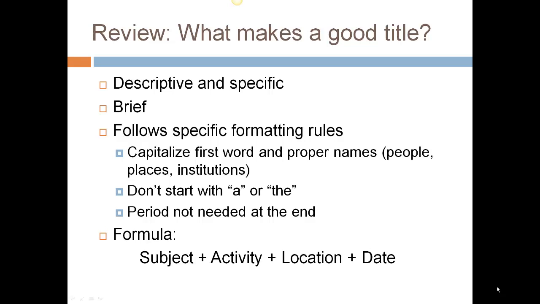So to wrap up our title tutorial, let's briefly review the elements of creating a good title for a historic photograph. Your title should be descriptive, specific, and relatively short. Keep in mind that your title is your user's first point of access to a photo. There are also some formatting rules to keep in mind. First of all, capitalize the first word and proper names, such as people, places, and institutions, but do not capitalize every word in the title.